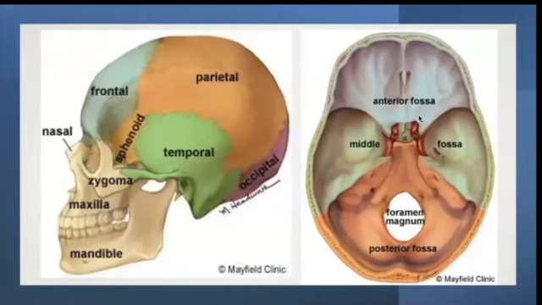Now, if you look inside the skull, you will be able to see the main 3 fossae: the anterior fossa anteriorly, the middle in the middle, and the posterior posteriorly. Here is the very famous foramen magnum, okay? Now, if you look at the bones of the face, as we said, it's formed of 14 paired bones. However, all you need to identify here is the mandible, the maxilla, the zygoma, and the nasal bone. So that's about it for this image.